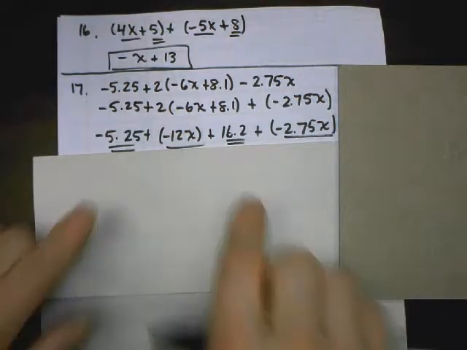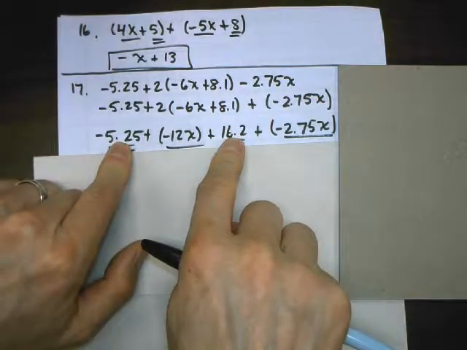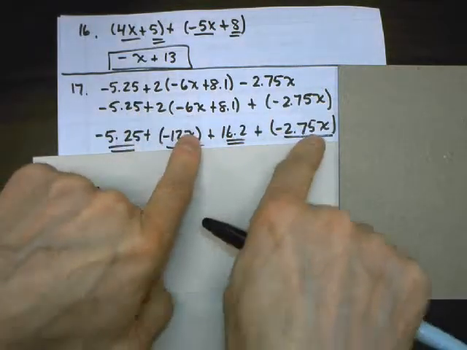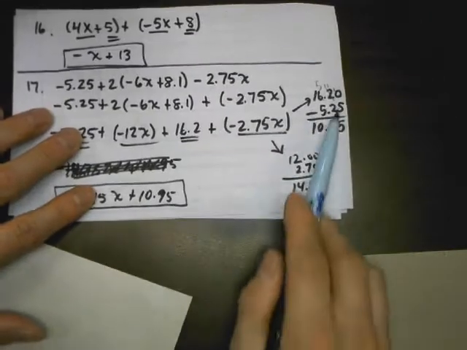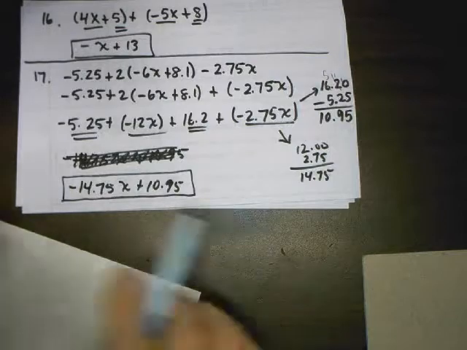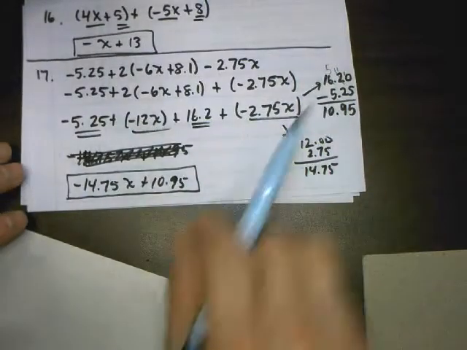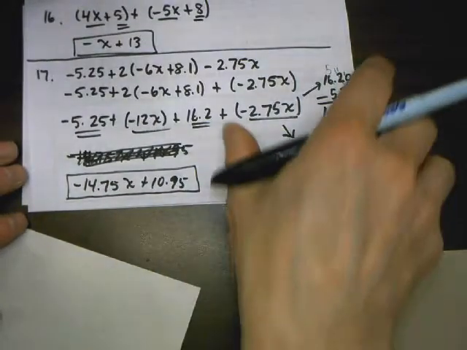Now I combine like terms. Constants are like terms with constants, so I add those 2. X's are like terms with x's, so I add those 2. So here's my calculations for those. If you don't get this answer, try it first and then check with mine. And there's the answer.